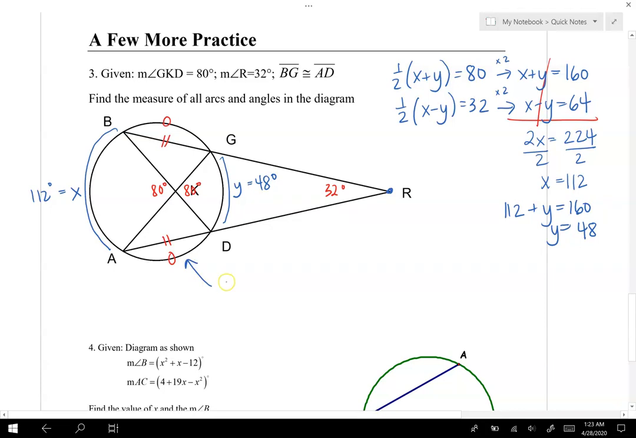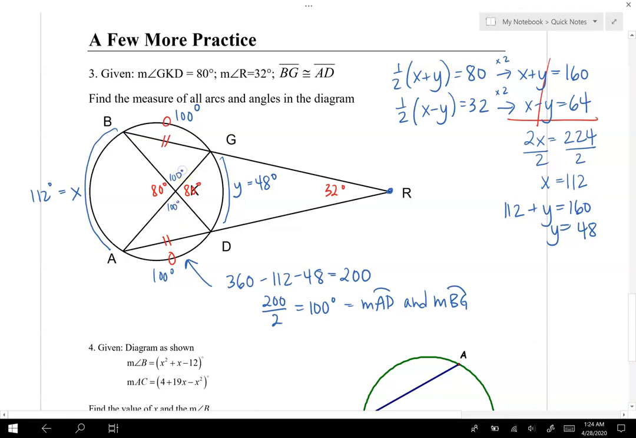Alright, so arc AD has to be the same as arc BG, so I can subtract the other 2 that we just found. We get 200, and since it's split between the 2, we get 100 for arc AD and arc BG. So 100 degrees, 100 degrees. If I go in here, these are each 100.